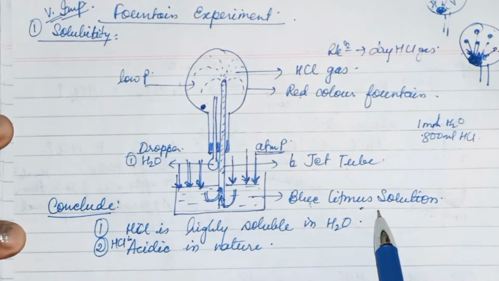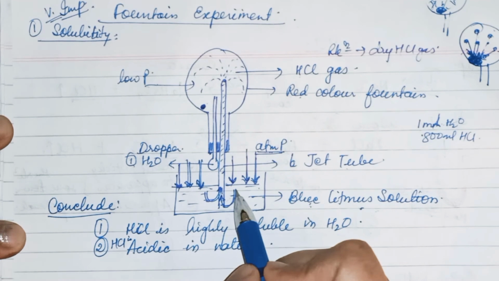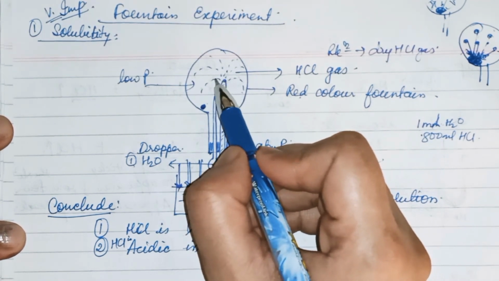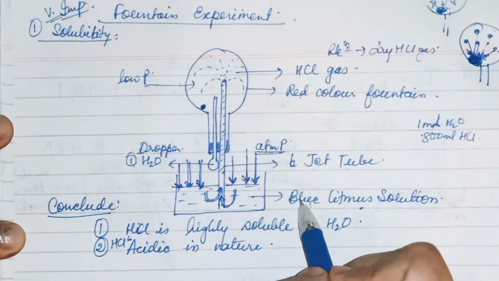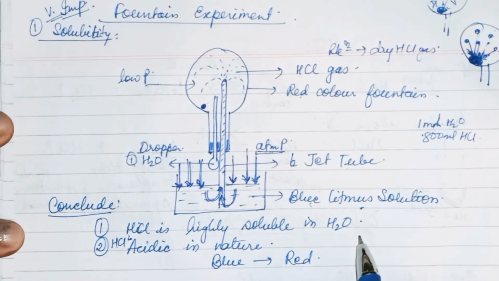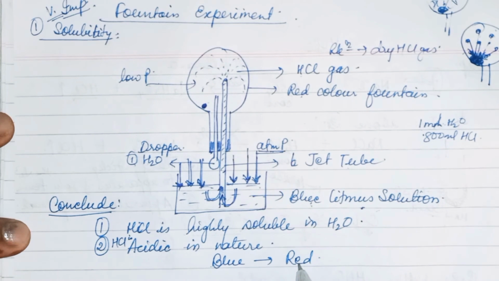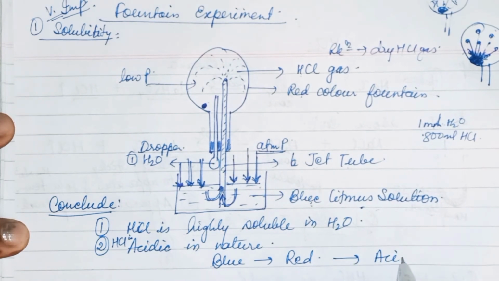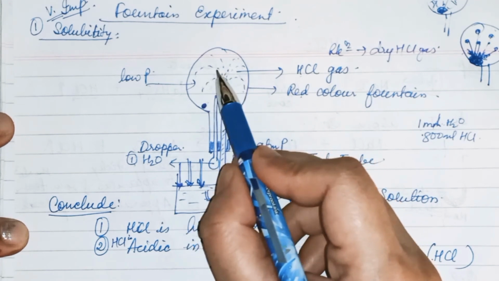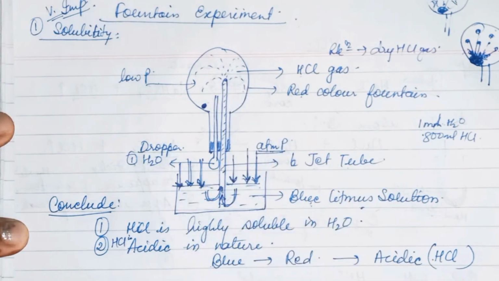See, litmus is an indicator. When this blue litmus is rising up in the tube, it is changing its color from blue to red. Now when the indicator is changing its color from blue to red, this means the solution is acidic. So you can say that HCl is acidic in nature. That's why the fountain color is red.